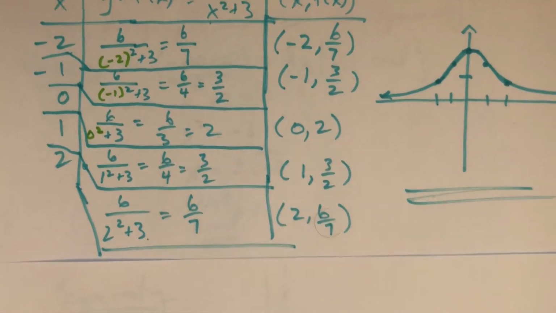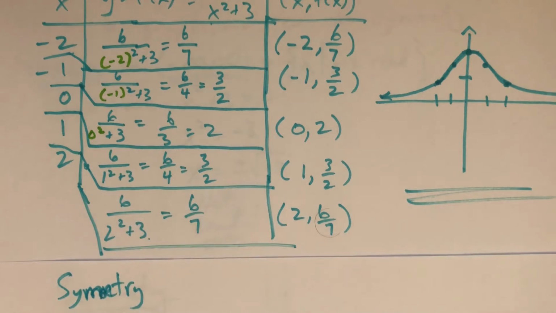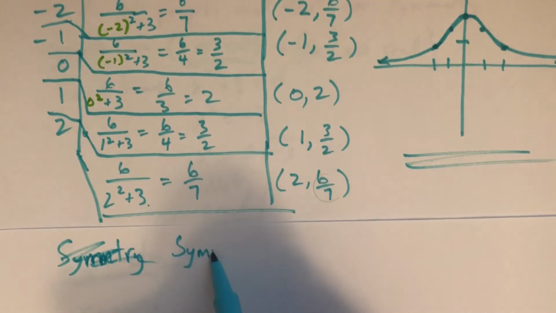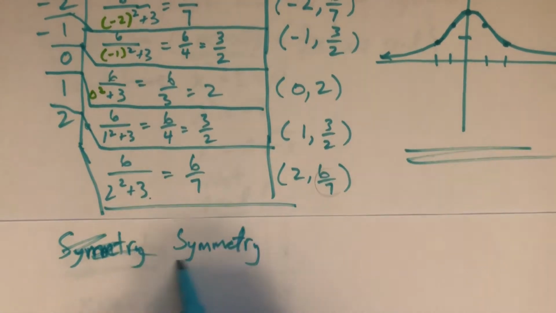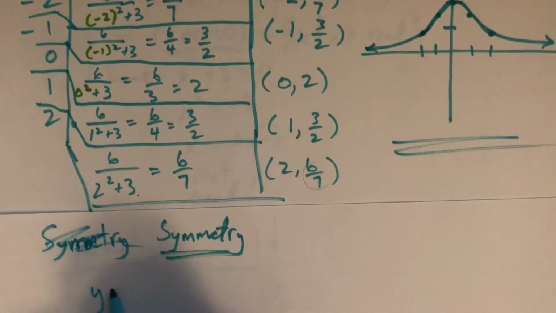Well, let's finish up with the symmetry part. So we want to check for symmetry. There's two M's in there, symmetry. Boy, that's ugly. Let's write that again, symmetry. That's not much better, but it's a little better. Symmetry. Okay, so let's take a look at our original equation here.